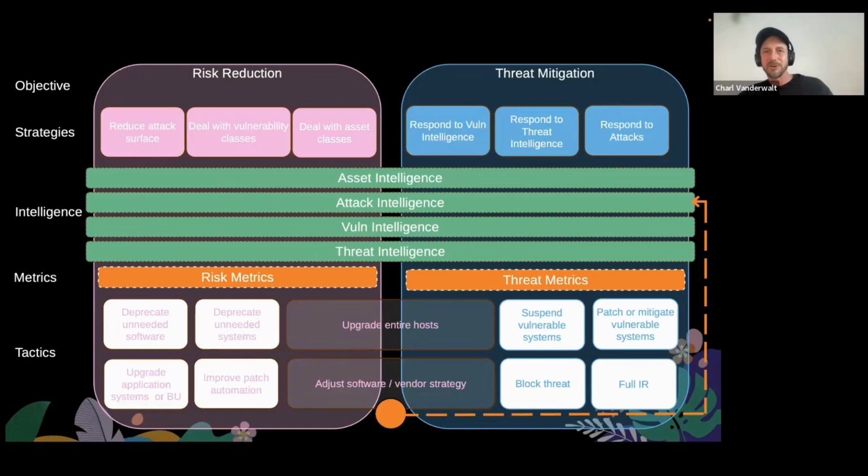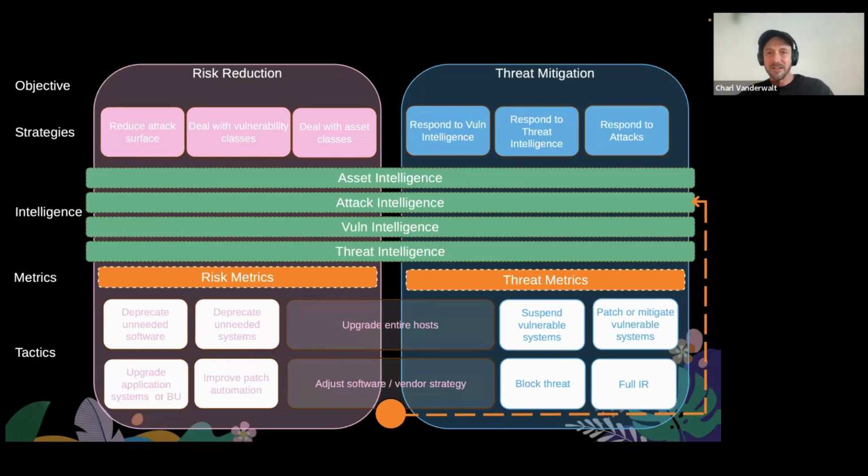The one that's overlooked all the time is asset intelligence. Log4j, the big question was, what do we have that has Log4j on it? It's not so easy to scan for. So do we know? If EPSS starts trending up, what do we have that could be impacted by this vulnerability?